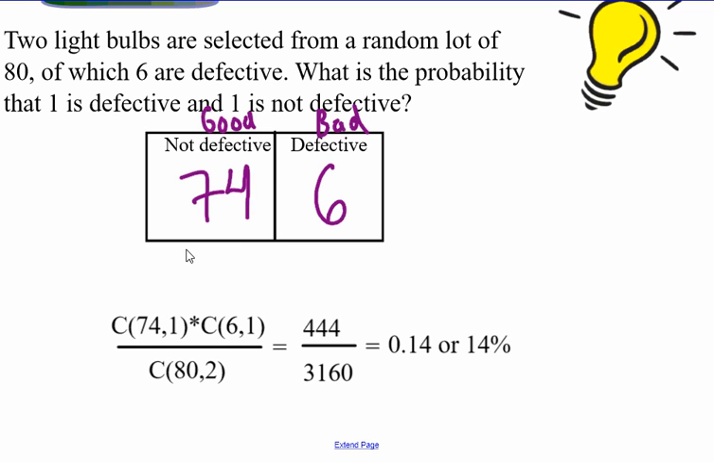From the 74 goods, I need to get 1 of them. And from the 6 bads, I need to get 1 of them. Divided by from the 80 in the lot, I was selecting 2. Then I just run the calculation. There's about a 14% chance that I'm going to get 1 good and 1 bad when I select 2 from that lot.